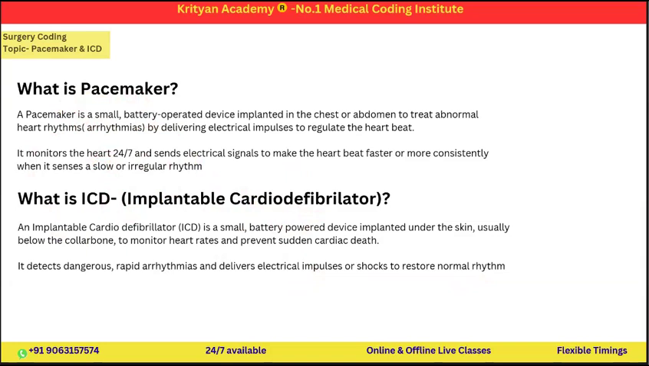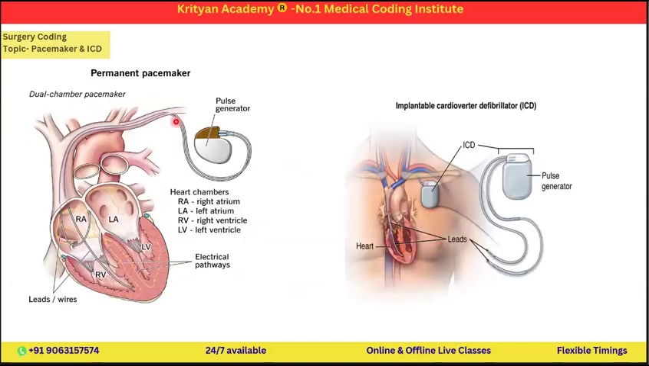Let's see exactly how it will be inserted. Here you can see the pacemaker, which is a permanent pacemaker. You can see they inserted the leads, which we can also call wires. And you will see this terminology in the surgery reports like RA, right atrium, LA, left atrium, right ventricle, and left ventricle. These are all the heart chambers. And here is the pulse generator.